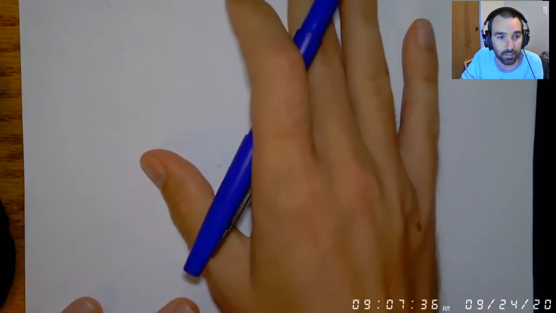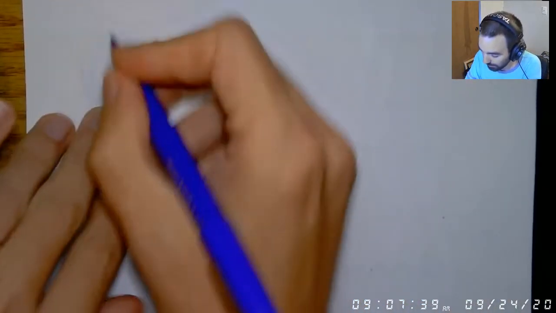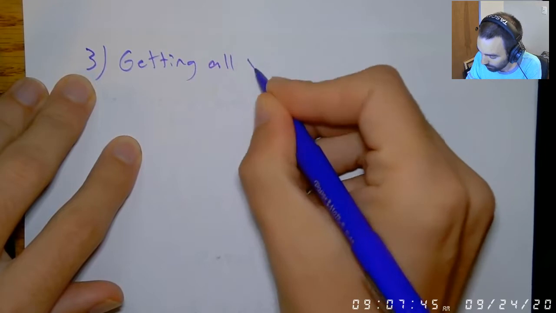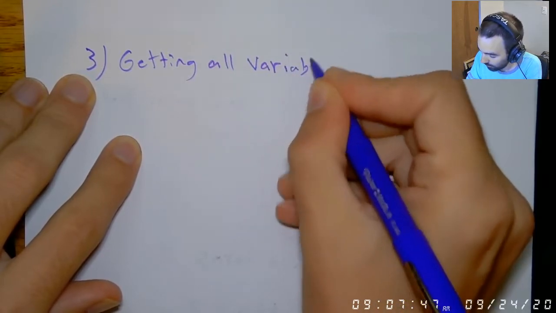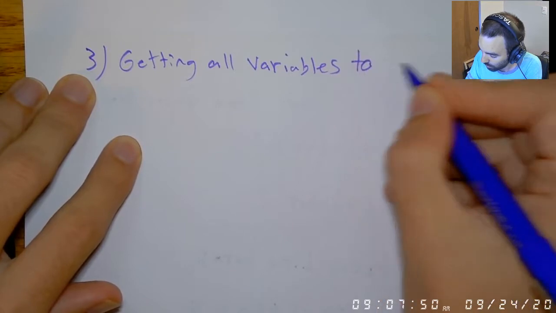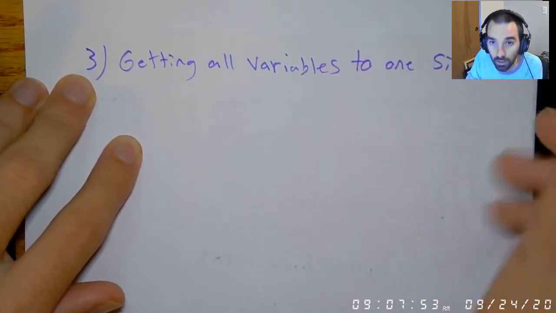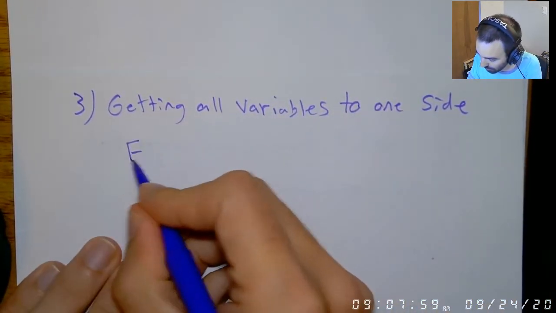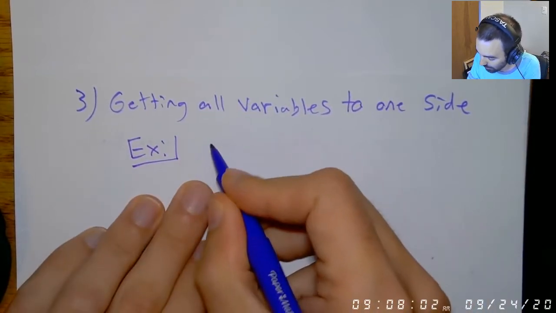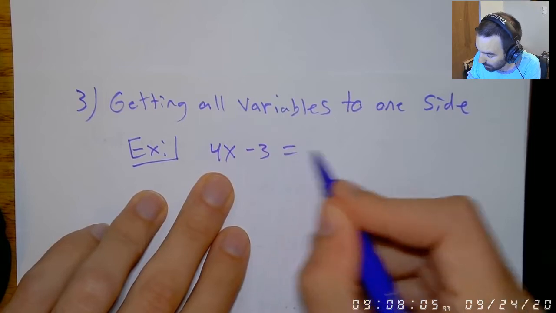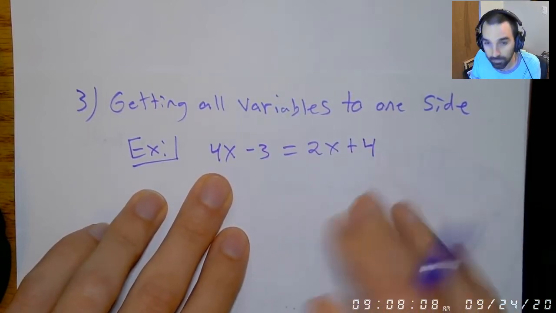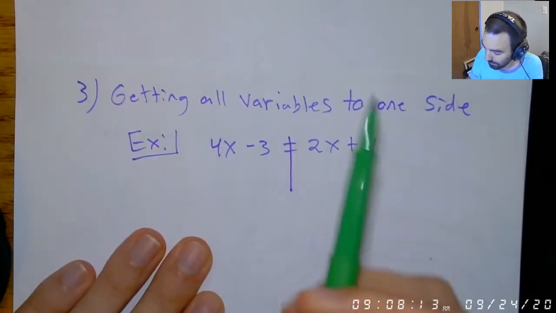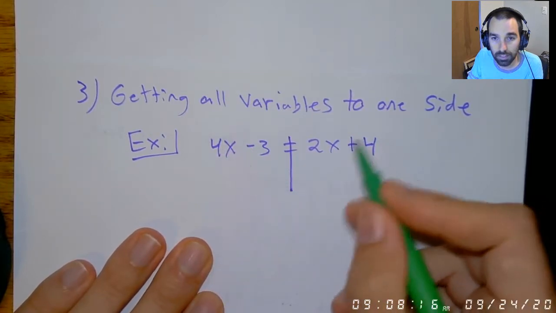So what's up with the next one? Getting all your variables to one side. So, getting all our variables to one side. So what does this mean? I might have an equation that looks like 4x minus 3 equals 2x plus 4. Notice here, if I draw my line down here, I have an x term on the left and I have an x term on the right.